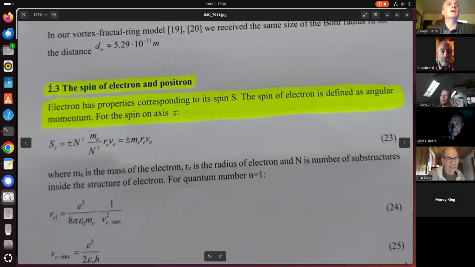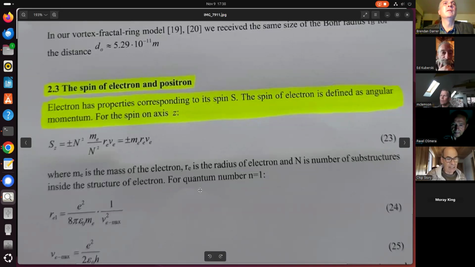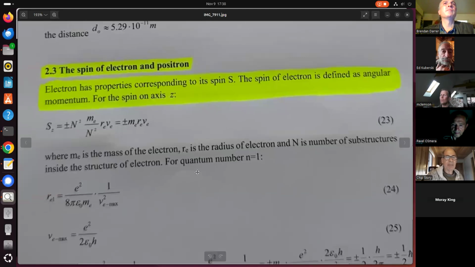Okay, so, all right, section 2.3, the spin of electron and positron. The electron has properties corresponding to its spin s. Oh, yes, I applaud that. The spin of an electron, I'm going to correct for grammar here.